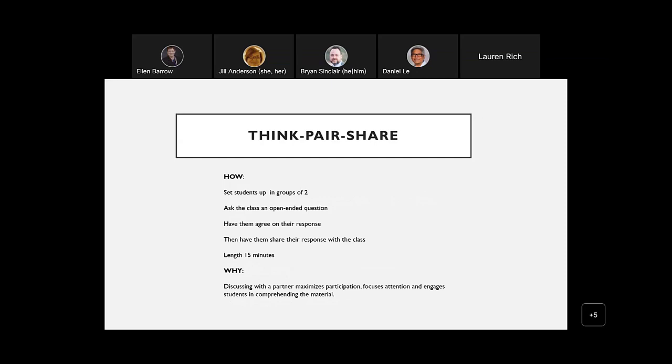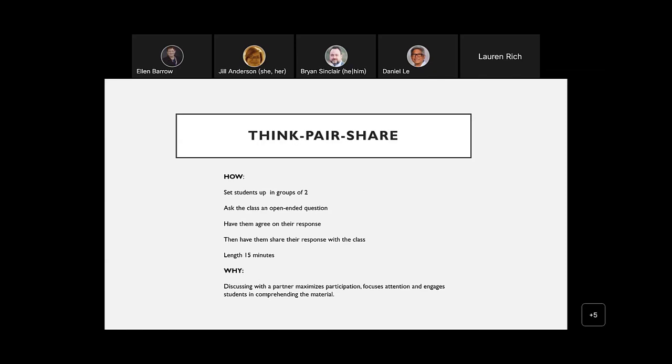You're probably familiar with this method. You set students up in groups of two. You ask the class an open-ended question, what resource would you use for finding books on the environment? That's open-ended. And have them agree on their response. Then have them share that response with the class.